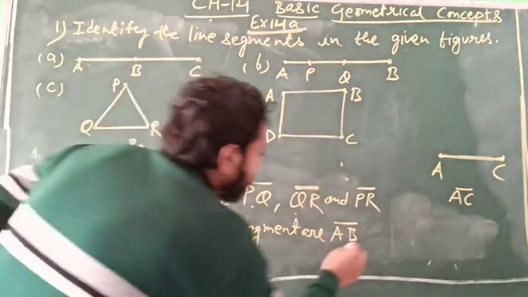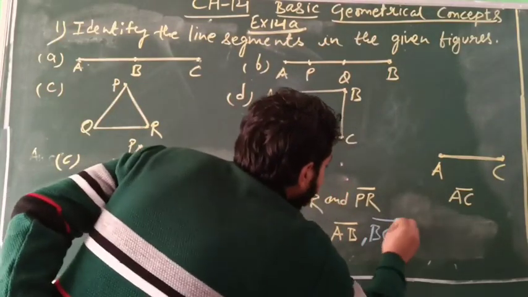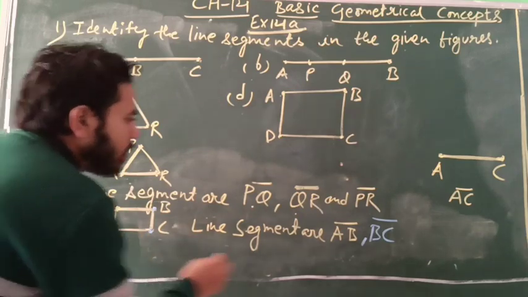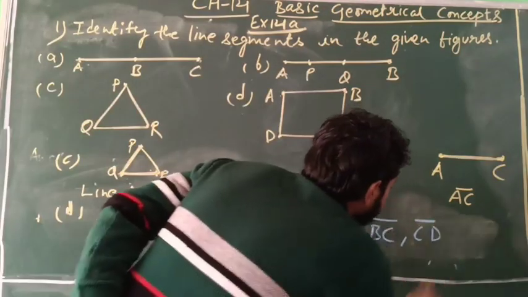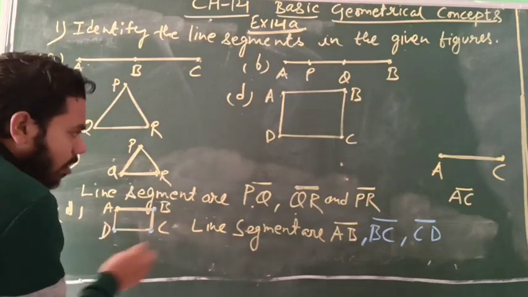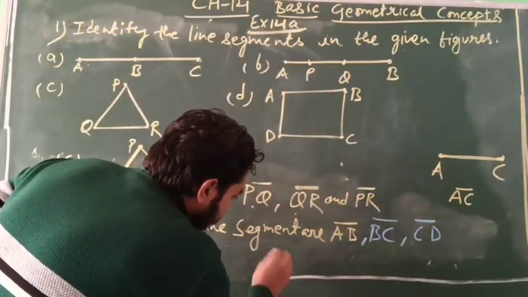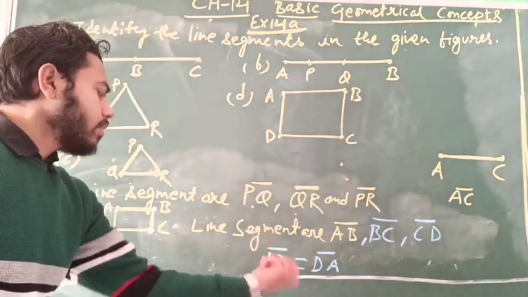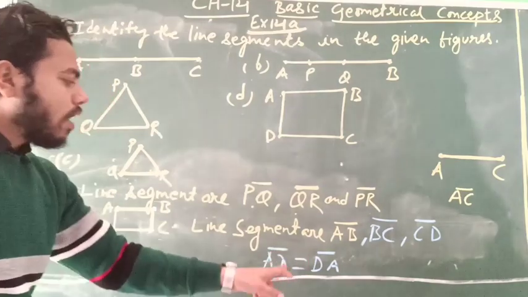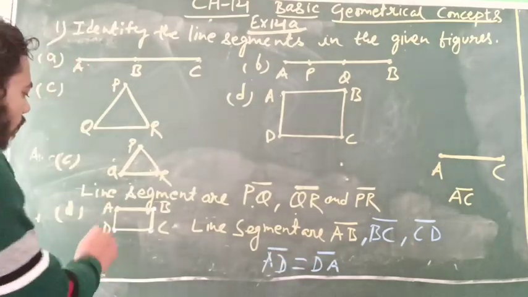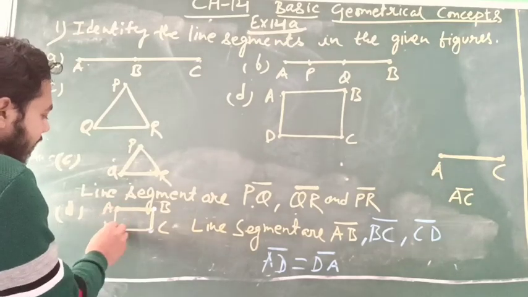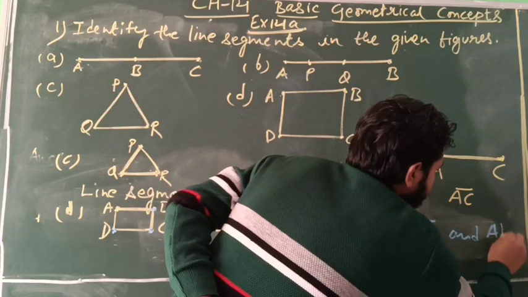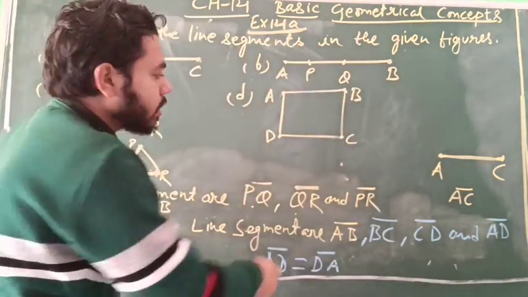BC. Okay. So this will form line segment BC. Here these 2 points C and D. So these form CD. And the last one AD or DA. You know these 2 line segments are the same. So we just write one, AD.